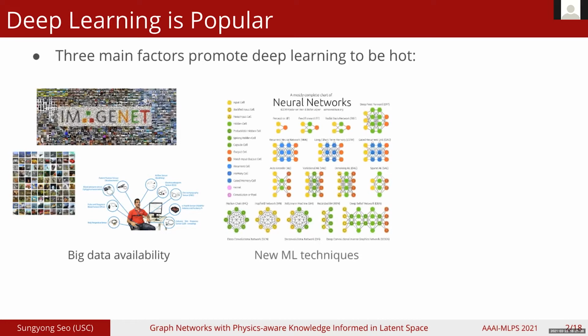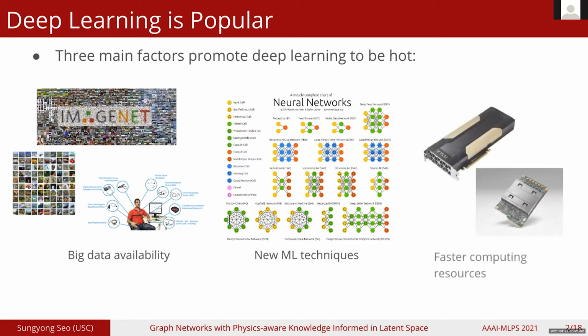And second, new machine learning neural network techniques. As enough data samples are available, it is possible to train more complicated models, such as transformer, graph networks, residual networks without overfitting. Finally, a lot faster computing resources, such as GPU and tensor processing unit, enable us to reduce training time significantly and make everything work in a realistic setting.